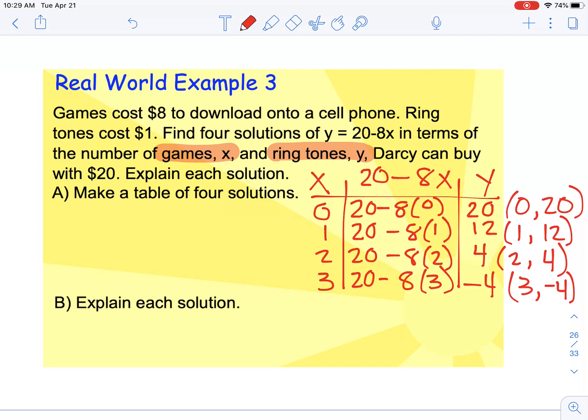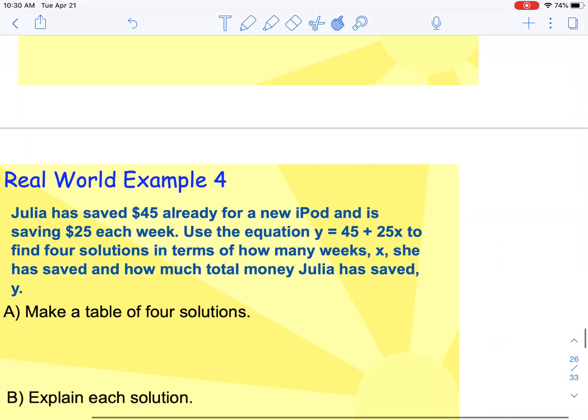It then says to explain each solution. So I want to remind you, x represents the games. Games are each $8. y represents the ringtones. Ringtones are $1. So what this means, this first ordered pair, 0, 20, if you buy 0 games, you can get 20 ringtones. Then the next ordered pair, 1, 12. If you buy 1 game, you can get 12 ringtones. If you buy 2 games, you can get 4 ringtones. And if you buy 3 games, you can get negative 4 ringtones. You're going to be in debt, okay?